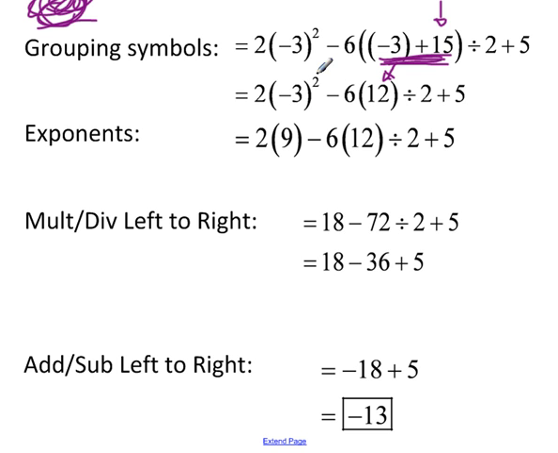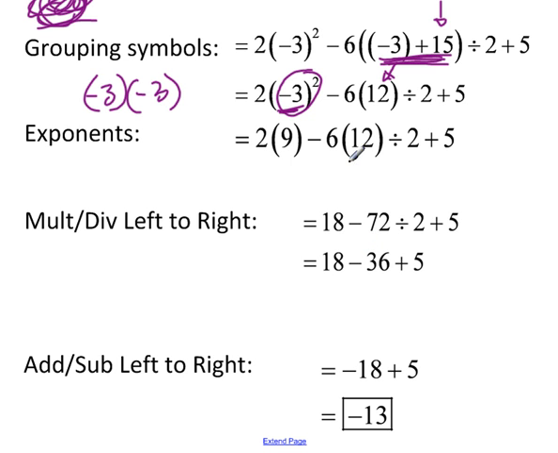Next we got to take care of exponents. So we're working right here. Negative 3 squared is negative 3 times negative 3. And if you don't believe me, write it like this. Again, this is a good reason why we use parentheses, because this gives us our positive 9 here.